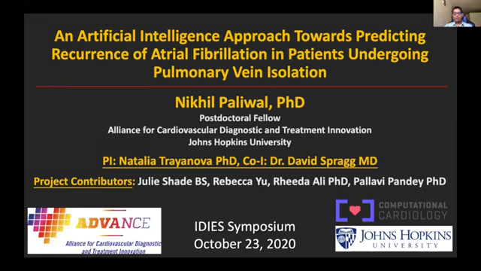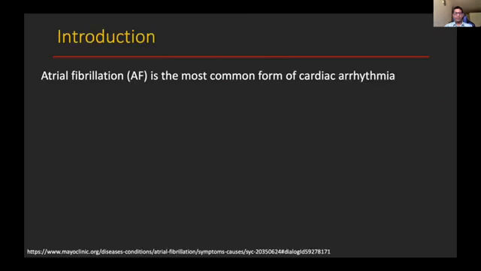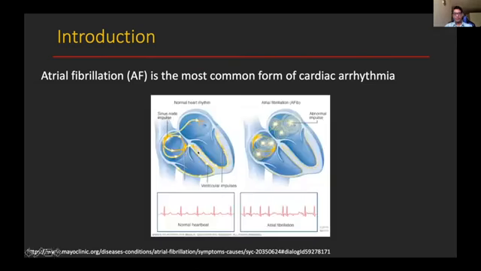So now I'm just going to talk about how we are using artificial intelligence and clinical data to help improve the clinical management of patients that have atrial fibrillation. Atrial fibrillation is the most common form of cardiac arrhythmia, where the heart rhythm is irregular. In a regular heart, the impulse comes from the right atrium and goes through the left atrium and through the ventricles, and the heart beats properly. However, in atrial fibrillation patients, there are abnormal impulses in the atria, the upper chambers of the heart. Because of that, these patients are at a high risk of stroke and have high morbidity and mortality.